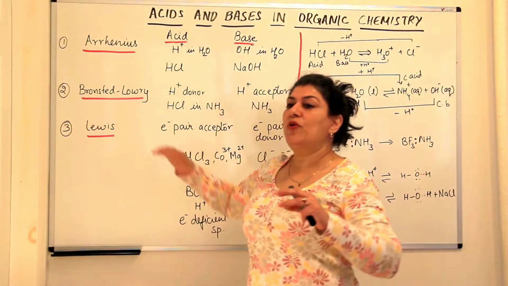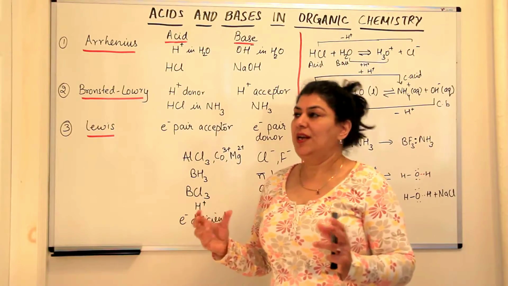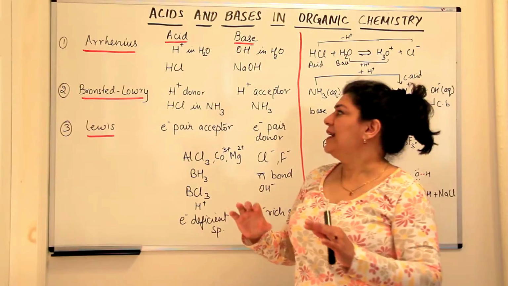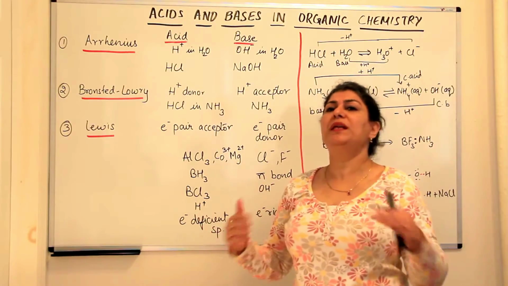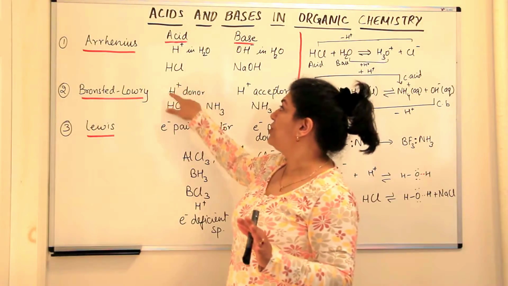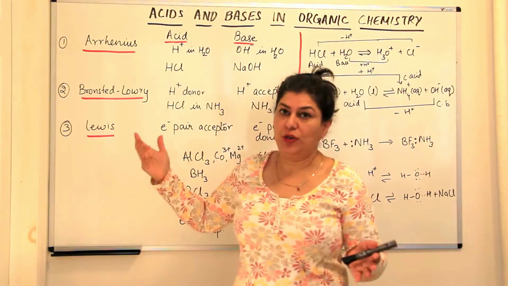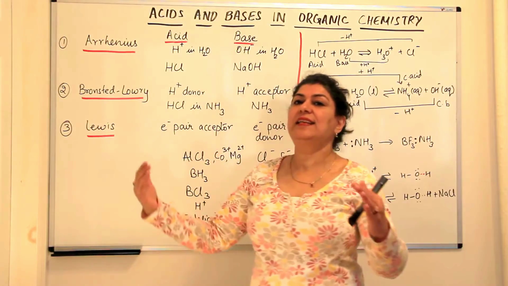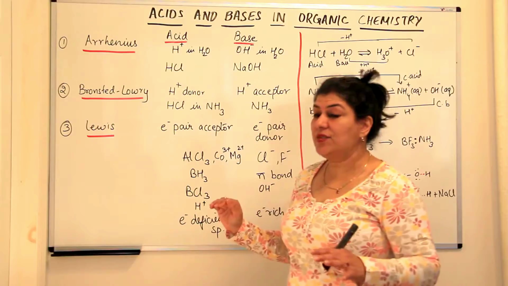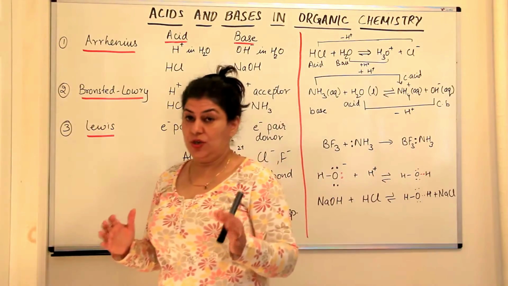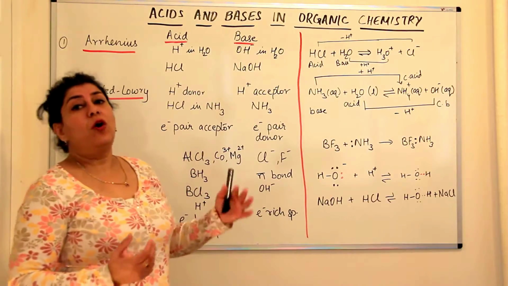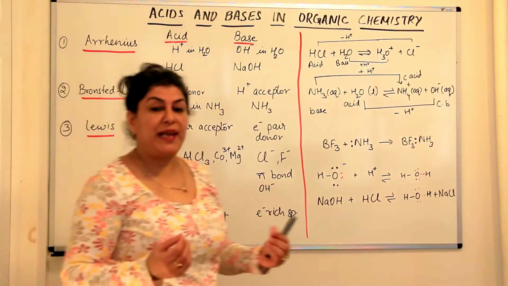Bronsted-Lowry is a more encompassing definition. It is not limited only to aqueous solution. It says that anything, irrespective of what the medium is, anything that gives out a proton, not H+. H+ actually is a proton. So anything that gives a proton is an acid. And it's not necessary that it has to be in aqueous solution. Anything that would donate a proton, a proton donor, would be called an acid.